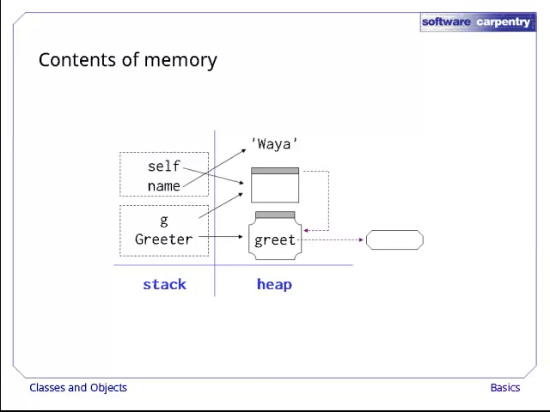When we call the method, Python creates a new stack frame, just as it does for a function call. Inside that stack frame, the variable self refers to the same object as g because we called the method as g.greet. The method's other parameter, name, refers to the string "waya", which is the value that we passed in.